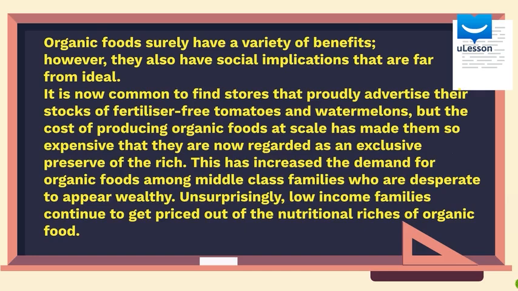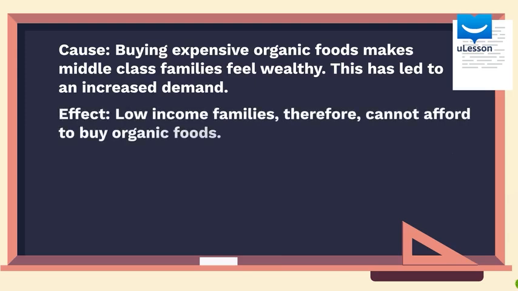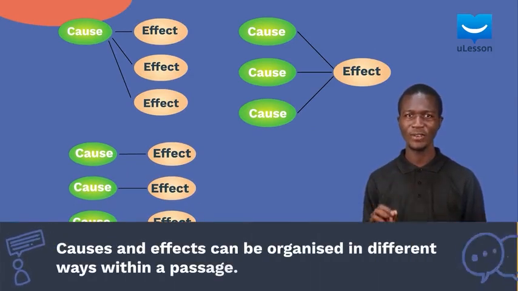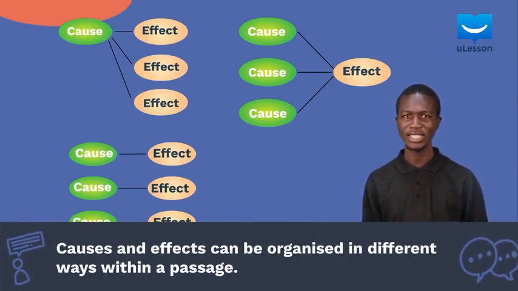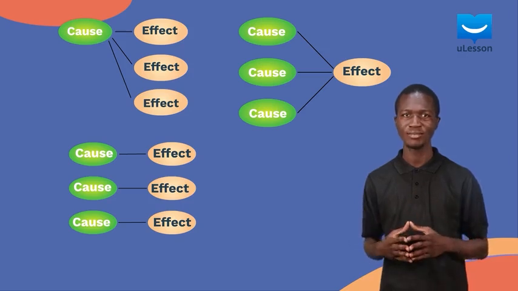This paragraph shows us that organic foods have become more popular because they are associated with wealth. The effect of this is that low-income families cannot afford them. Great job! Now, you should note that causes and effects are not always organized in sequential order. You should be careful to connect causes with their related effects and vice versa.